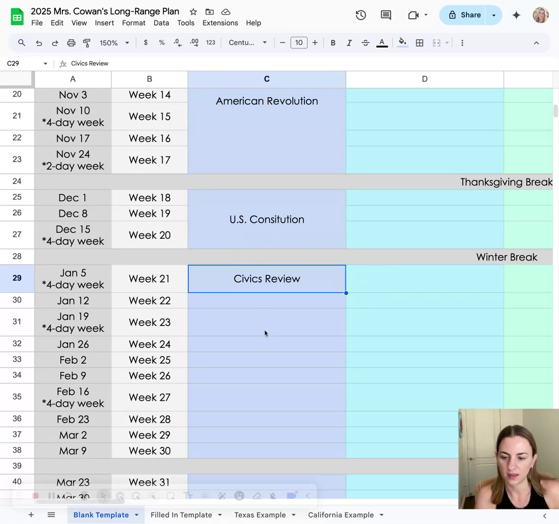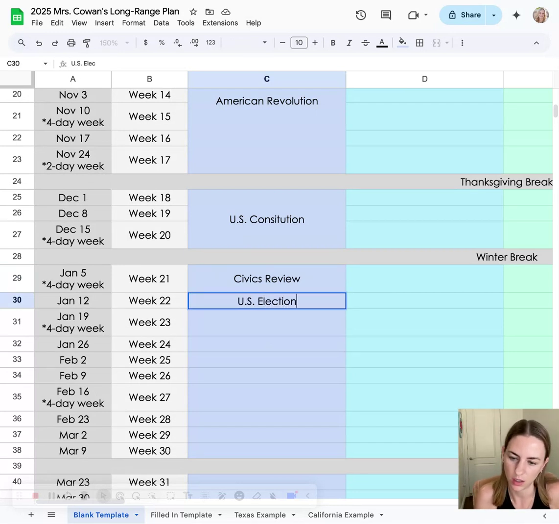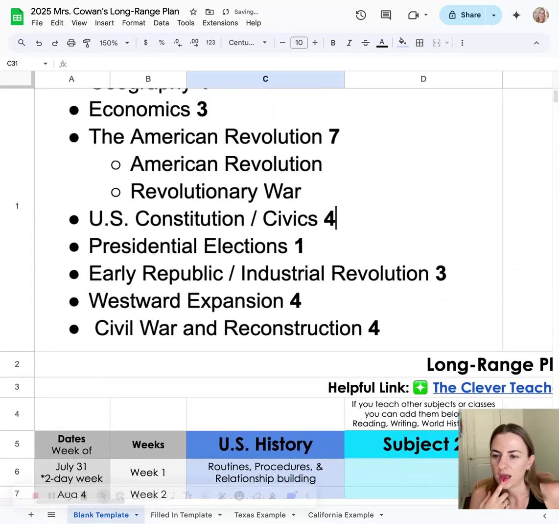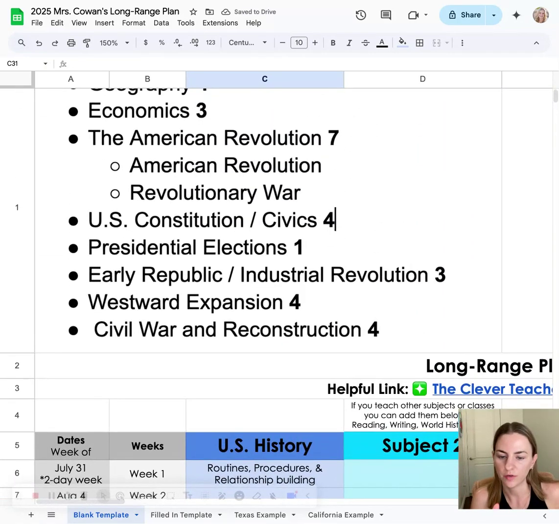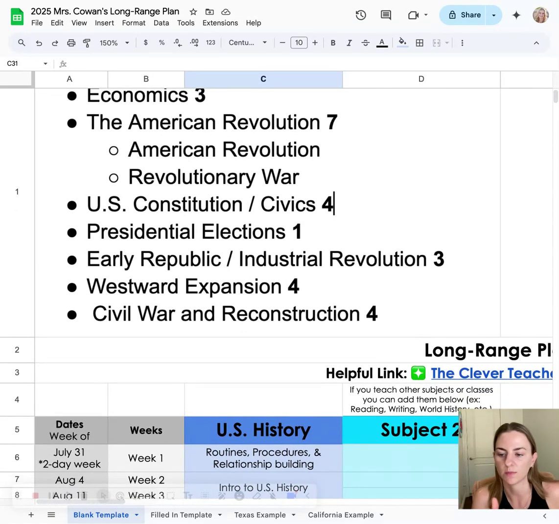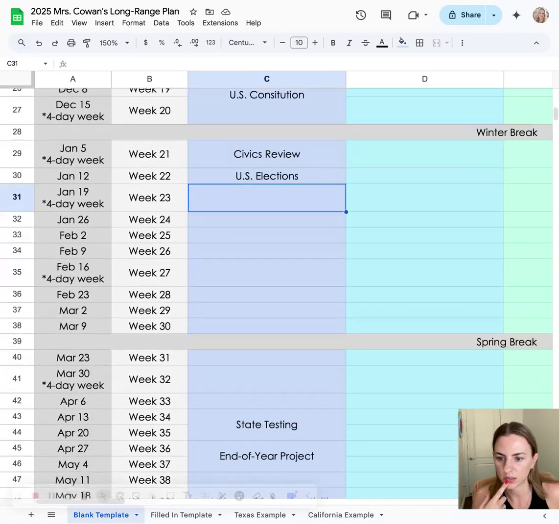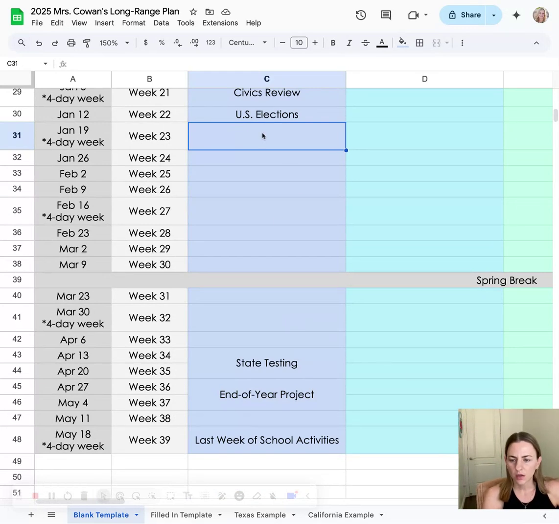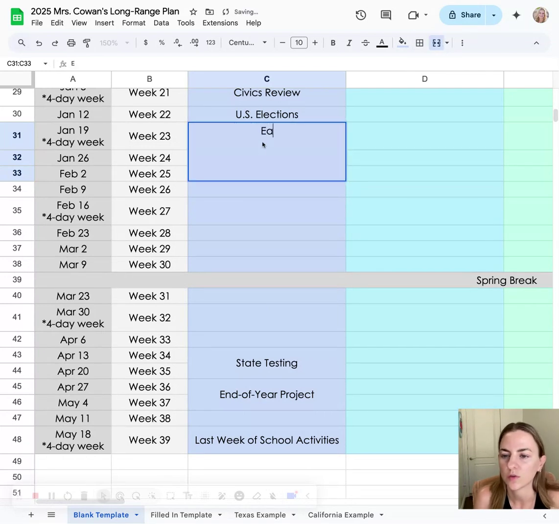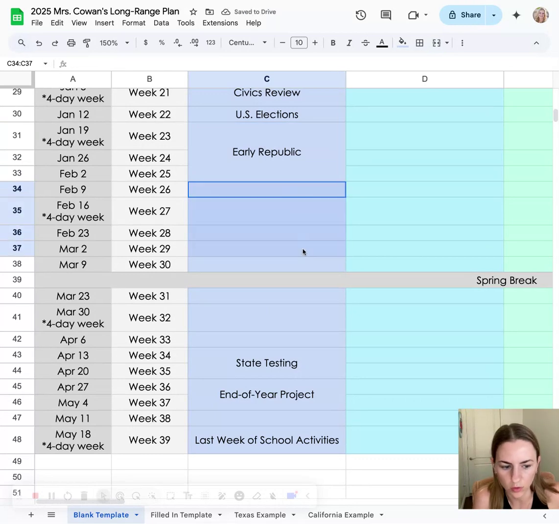Okay, I think the next one was about US elections, which is a 1 week unit. Then, okay, Early Republic, 3 weeks, westward expansion, 4 weeks. Okay, so Early Republic, I'm going to select 3 cells, merge them. This will be Early Republic. Westward expansion was 4. Okay.